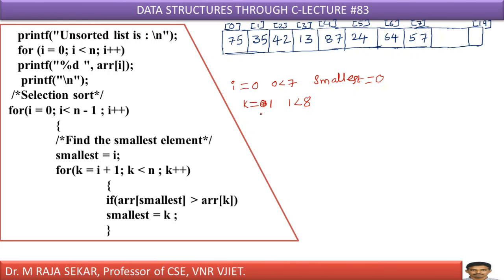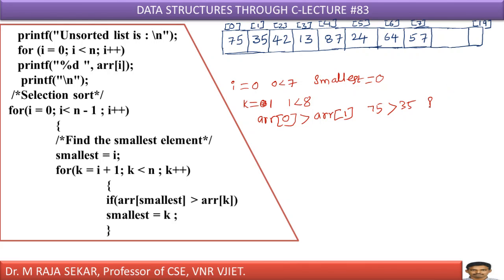If arr of smallest. arr of smallest means smallest is 0. arr of smallest is arr of 0 is greater than arr of k. k means 1. arr of 0 means 75. arr 1 means 35. 75 is greater than 35, correct. If it is correct, this particular statement will get executed.